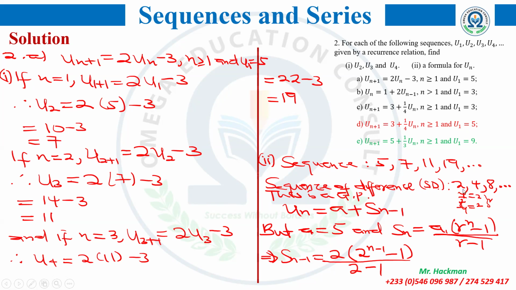And we use this sequence of difference to find S sub n and therefore S sub n minus 1. Then we come and add the A of this one to it, and that will give us the U sub n. That's all that we did. Is my point well made, my professor?